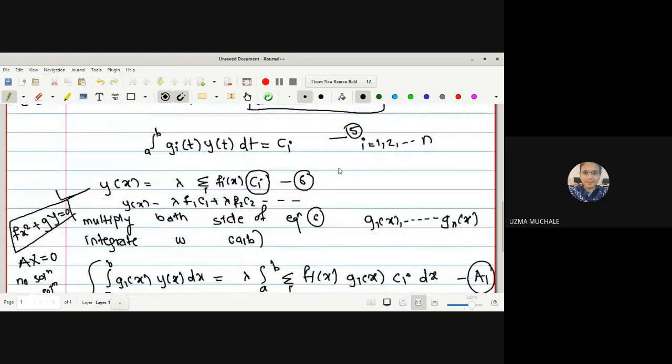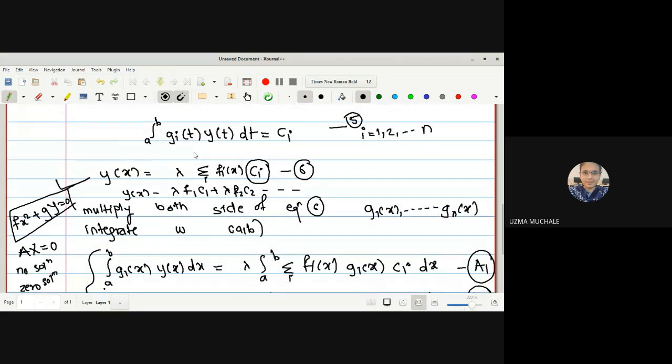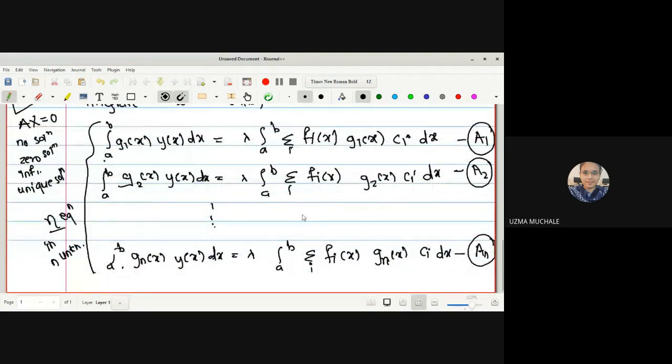Ci is equal to integration a to b gi of t y of t dt. This equation we can use in the above equations, that is a1, a2 up to an. Instead of having this whole integration, we can rename this as a ci in the equations a1 to an.